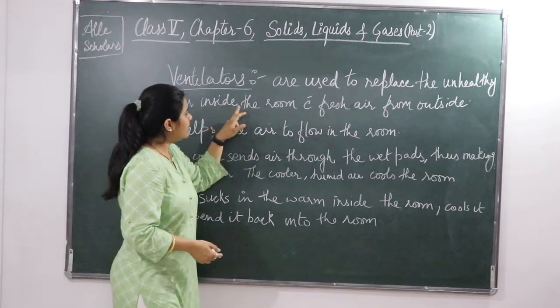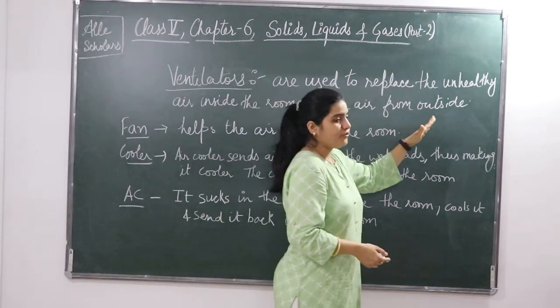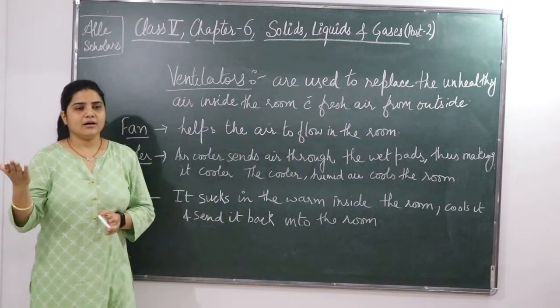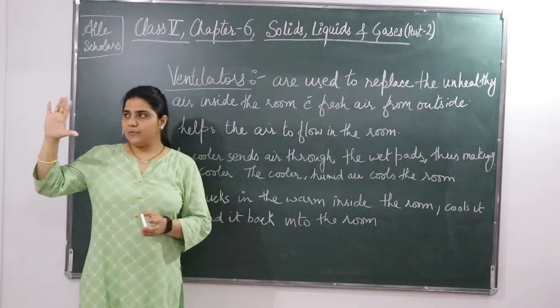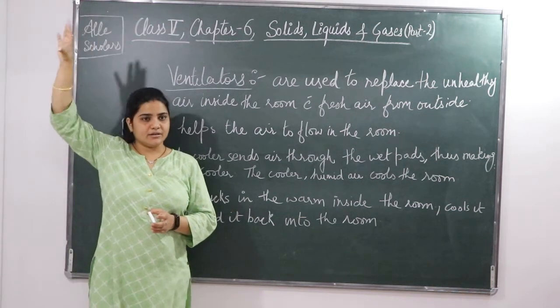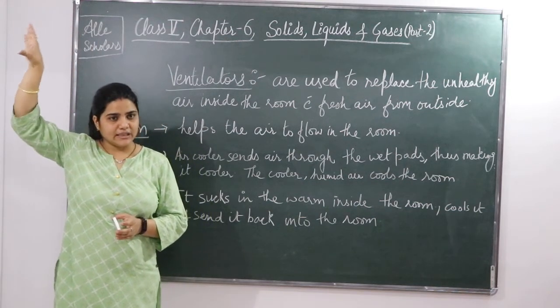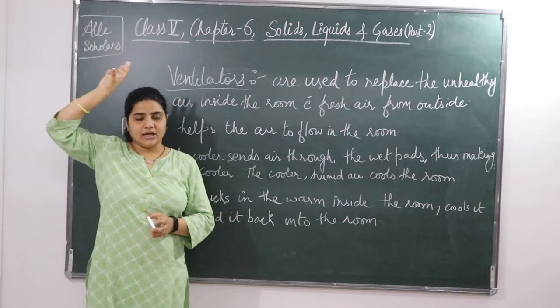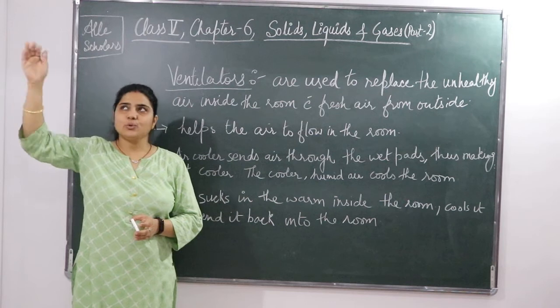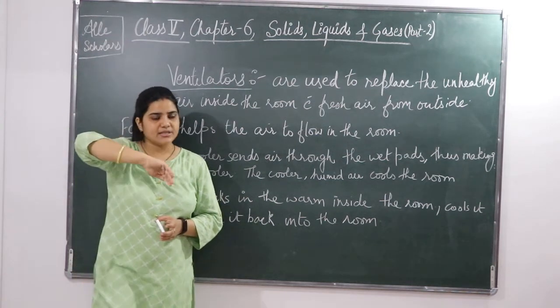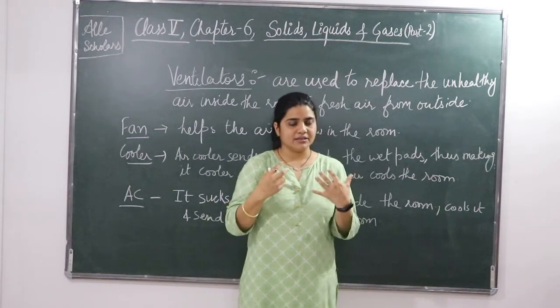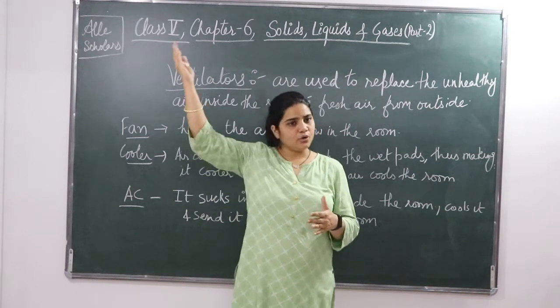Okay? Air inside the room with the fresh air from outside. Okay, so you must have seen that in our houses. Above the window there is a small window that is called a ventilator, and this ventilator is being kept open so that fresh air from the outside can come inside, and the bad air that is in the room can go out.